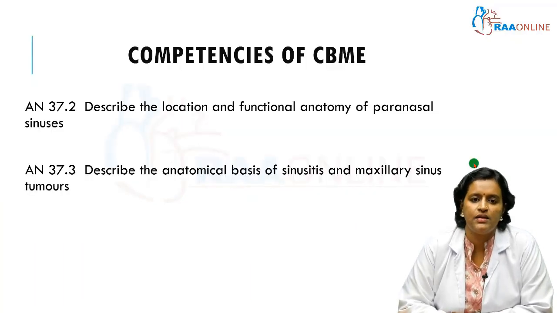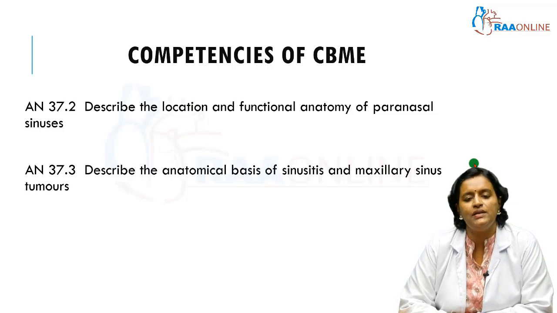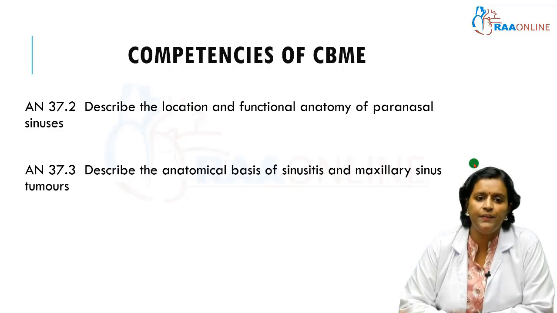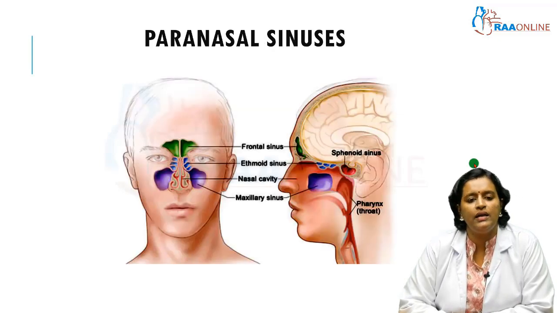Before we come to that, let us see what are the competencies of CBME which we are going to deal with today. It is AN 37.2 and AN 37.3. Describe the location and functional anatomy of paranasal sinuses. Describe the anatomical basis of sinusitis and maxillary sinus tumors. Let's see, what are paranasal sinuses?